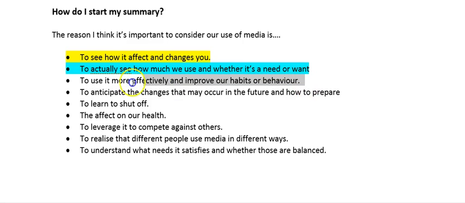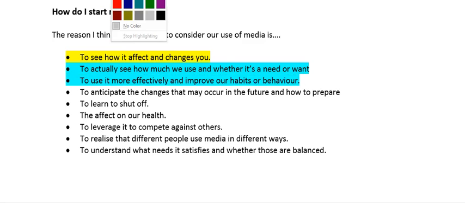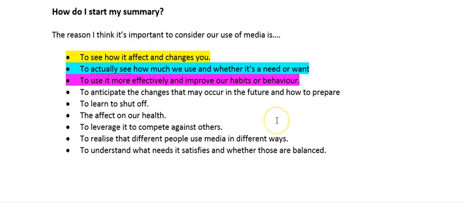We can also consider how these patterns reflect how effectively we use it. So are we actually using our time and our media to the best purposes? Or are we using it to improve our habits or behavior? Or has it become a distraction? Has it become just another easy way to procrastinate?